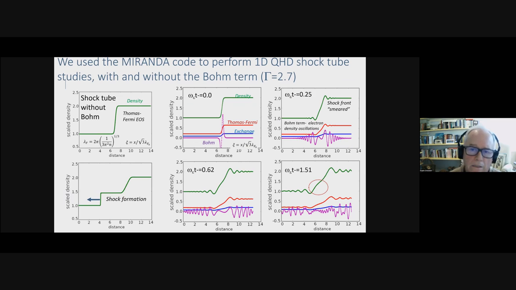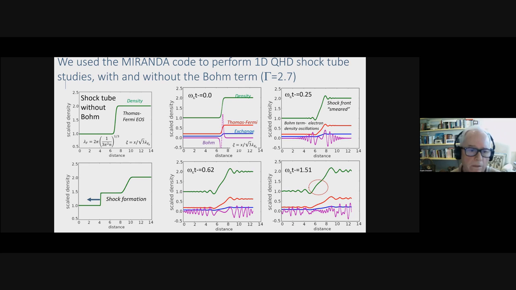And this is the result I'm going to show you, which is we start looking at the Sod shock tube problem. And in the upper left box, what I show is the initial condition, high density on the right-hand side, low density on the left-hand side. And I've plotted with dimensionless scale, so all the distances are in relation to the Wigner-Seitz radius. And then we let it go.